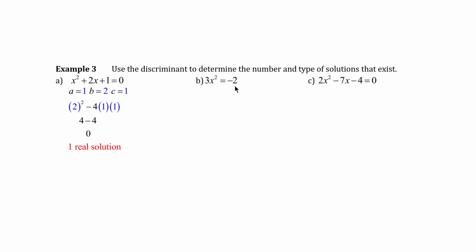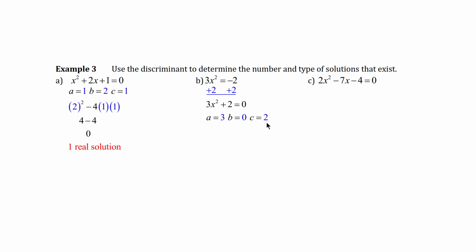Moving on to part B, we have 3x squared equals negative 2. First, we need to put this in the correct format. So I'm going to move the negative 2 to the left-hand side by adding 2 to both sides of the equation. The result is 3x squared plus 2 equals 0. Notice here that the term that normally has an x is missing. That means that the coefficient would be 0 for that term. So we have a is equal to 3, b would be 0, and c is equal to 2.